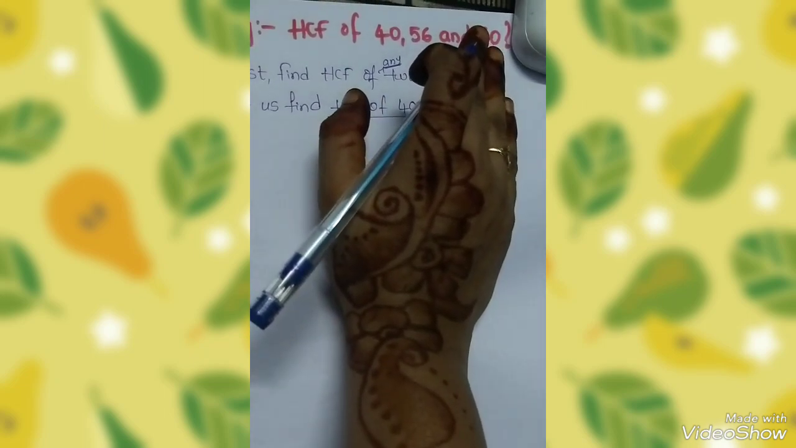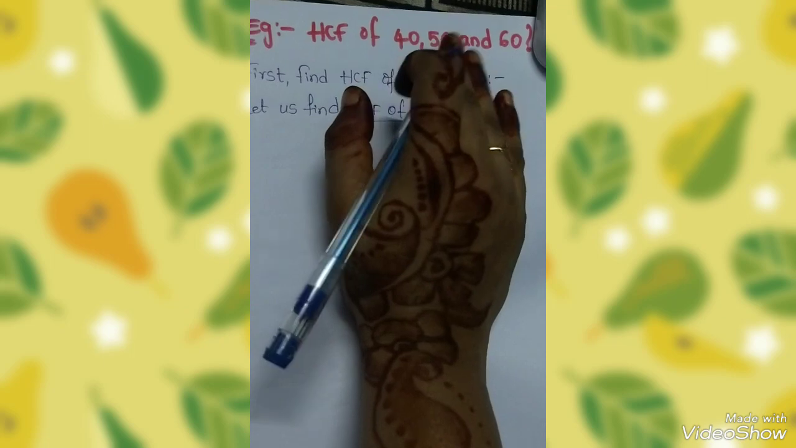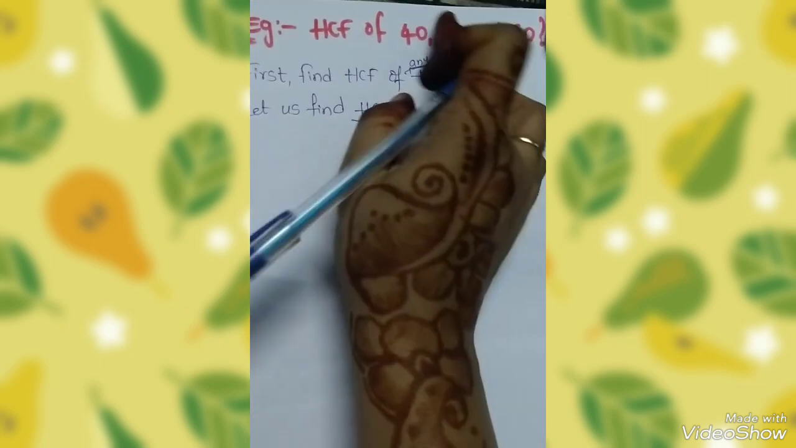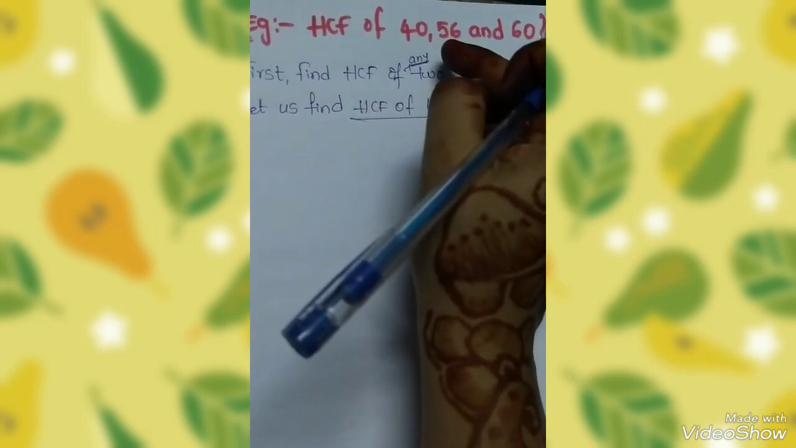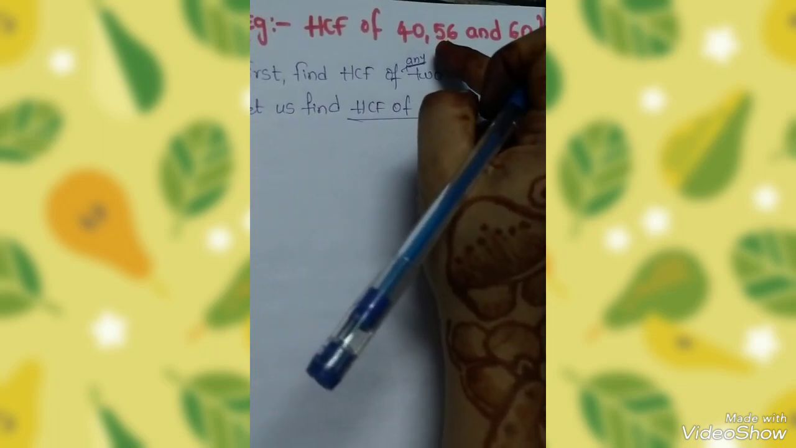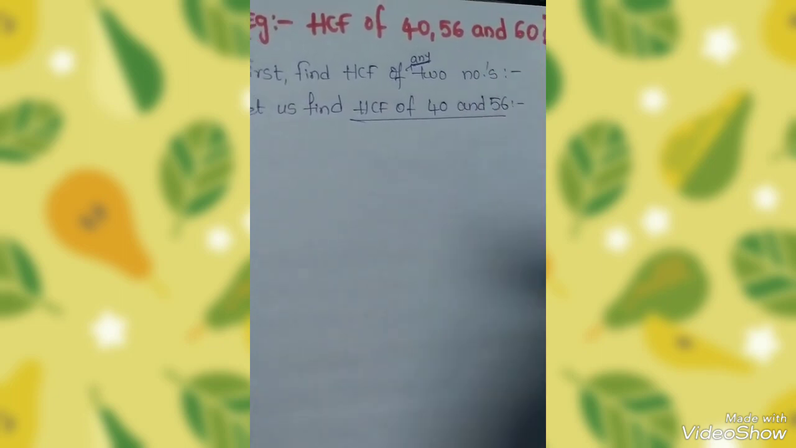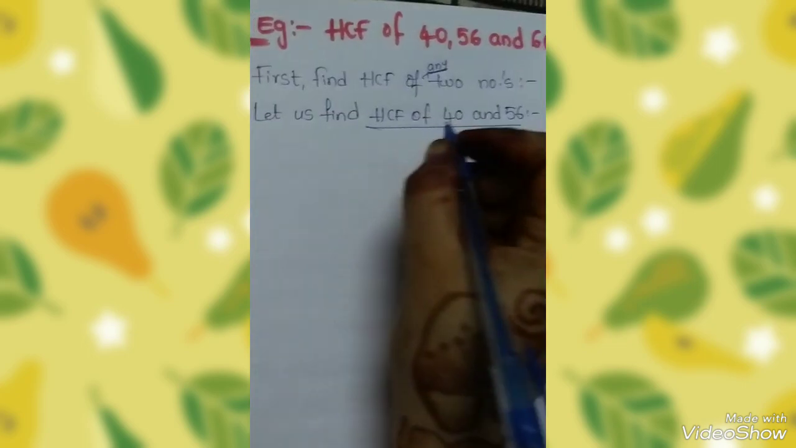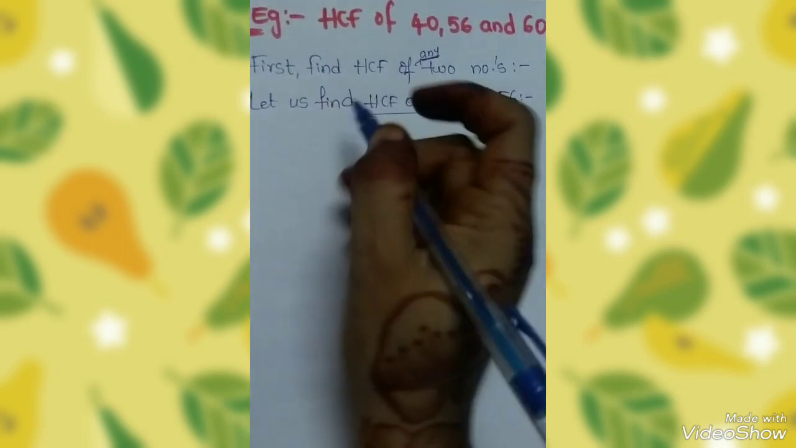So first we find the HCF of 40 and 56. I am taking these two numbers first. Then we get the HCF of these two numbers. With that result and 60 we find another HCF. That is the last final result. By seeing this example you can easily understand.